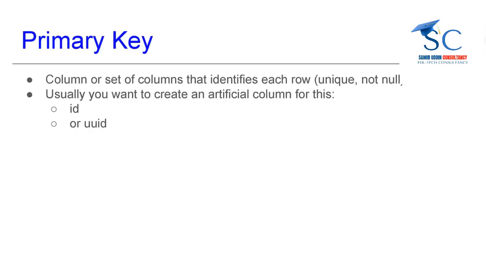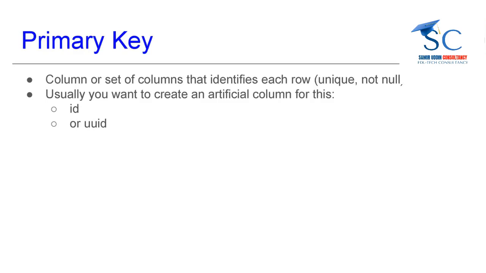Let's move on. Okay, so first of all, primary key. The primary key is a column or a set of columns that identify each row. So it means that every value of the primary key is unique and it's not null, okay? Because if it's null, you cannot use it to retrieve a single row, right? Null simply means unknown value or missing value.